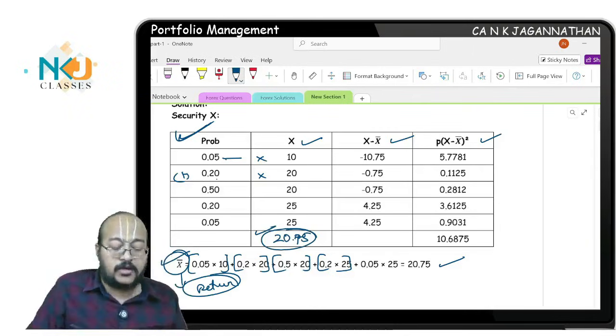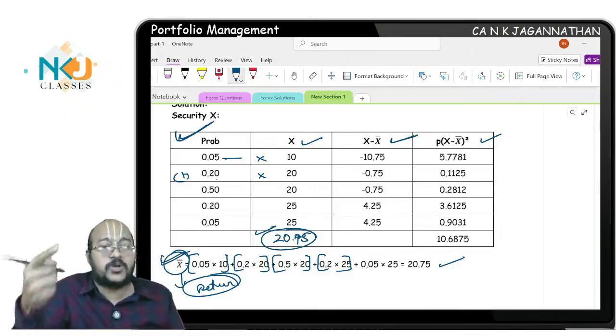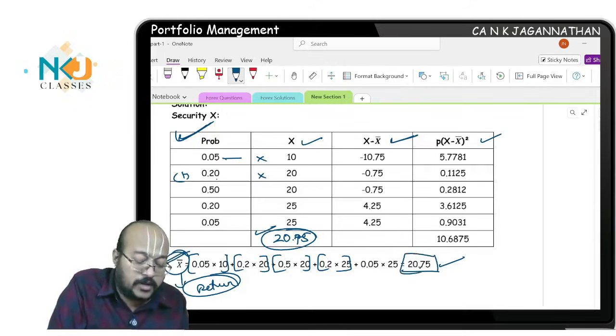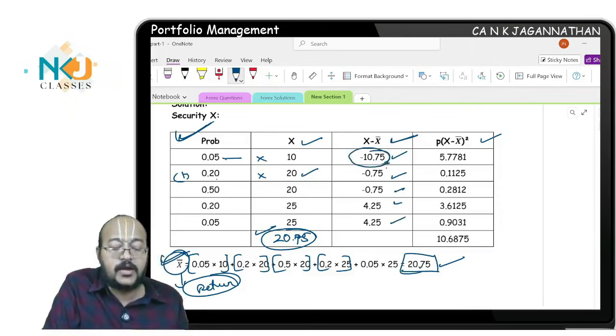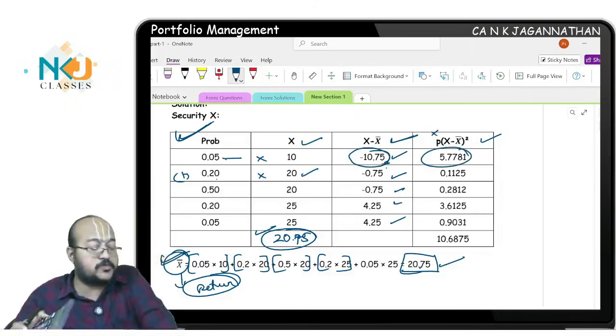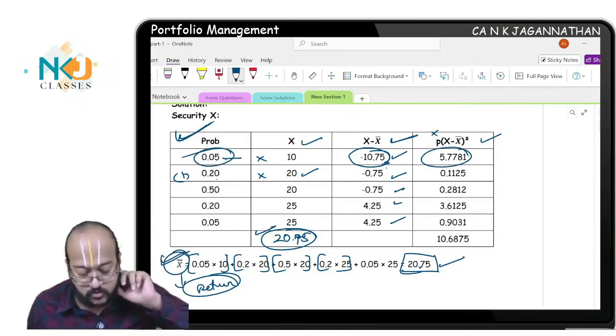Are you all understanding? Now, what is x minus x bar? X bar you computed using probability. Now substitute the number 20.75, that x bar will remain same. 10 minus 20.75 is minus 10.75, 20 minus 20.75 is minus 0.75. Like this you need to compute again. Now you need to square it up: minus 10.75 into minus 10.75, multiplied with the respective probability, 0.05. So very simple. For the first two things I will compute.